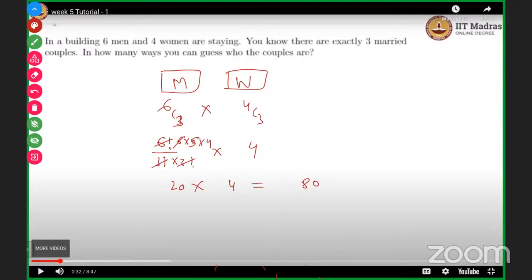No, no. 4C3. Oh, I see. Yeah, 4C3 is 4. I think it should be 4P3. So you're saying we can arrange them. Okay. Select and arrange. So if it is 4P3, what do we have?